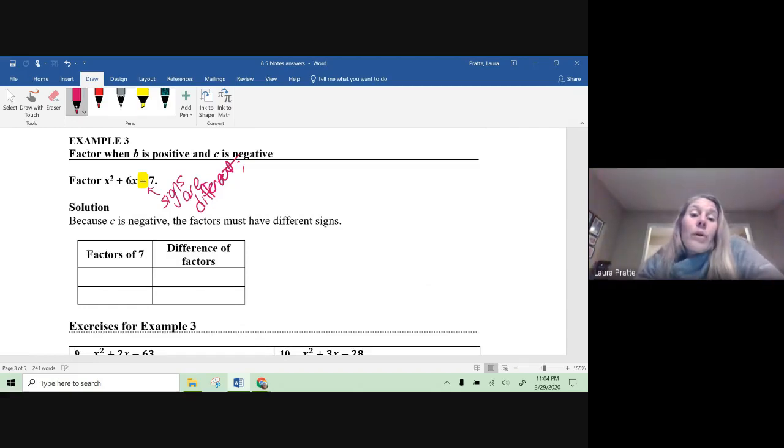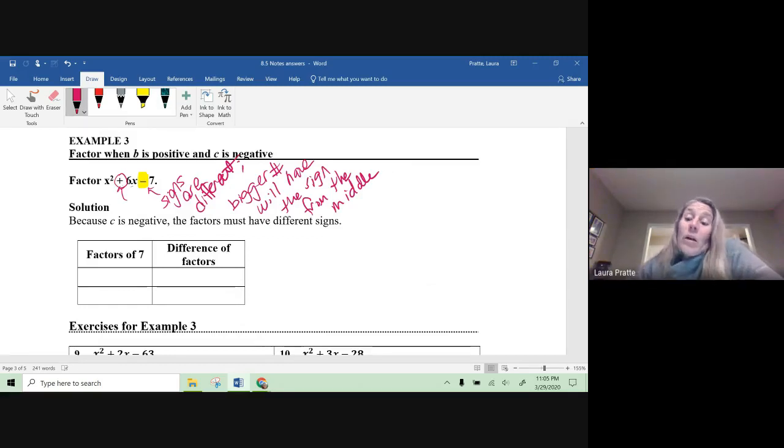But the bigger number of the two will have the sign from the middle. So what does that mean? That means of my two numbers, the two factors that I pick, the bigger of the two is going to get the plus, and then the smaller one will get the minus. So whatever sign is here in front of my middle term, that's what's going to be on your bigger number of the two numbers. So first, let's figure out our factors of 7.